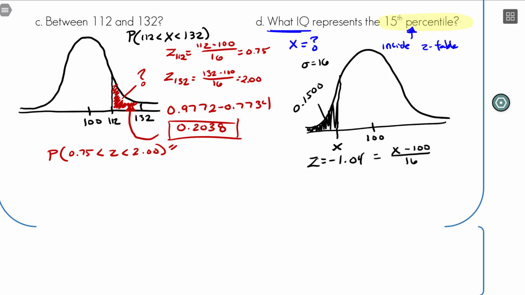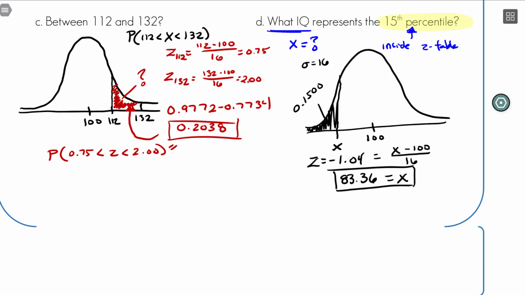Try to do this all in one step. Try to do the algebra bits in your head and just turn to your calculator to do it. So we know we need to multiply by that denominator and then add the mean. Okay, multiply by the standard deviation, add the mean, and we will get 83.36 for the IQ. That is the 15th percentile, which means anybody with an IQ of 83.36 will have a higher IQ than only 15% of the rest of the population.